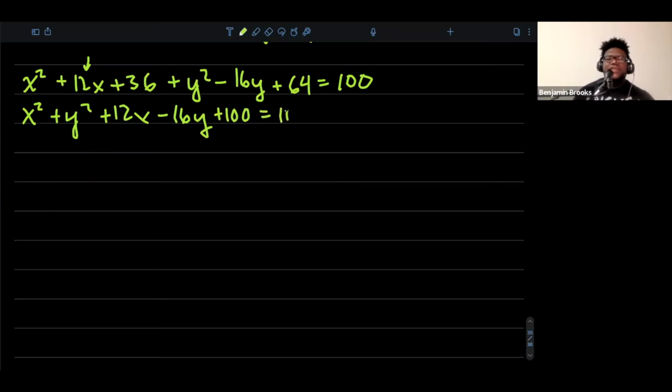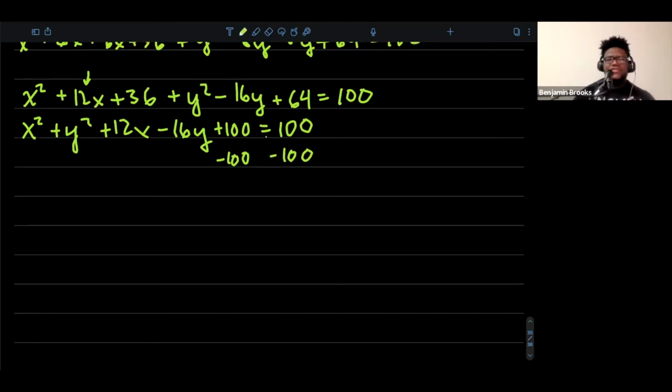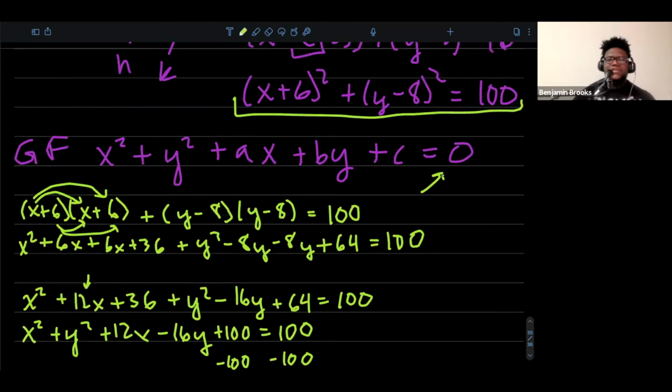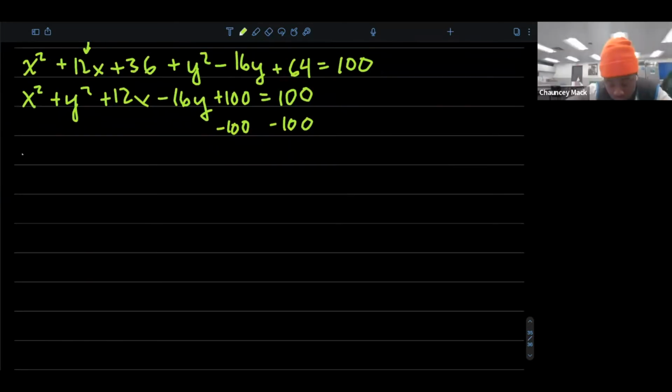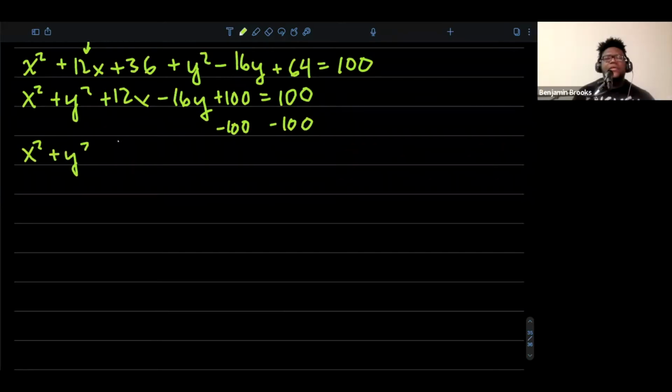Now, the great thing about this is that if I were to subtract 100 from both sides, because you don't want any numbers on the right side, you want it to be equal to 0. If you go back to the general form, we see that last term should be 0. So if I subtract 100 from both sides, I'll end up with x squared plus y squared plus 12x minus 16y equals 0.